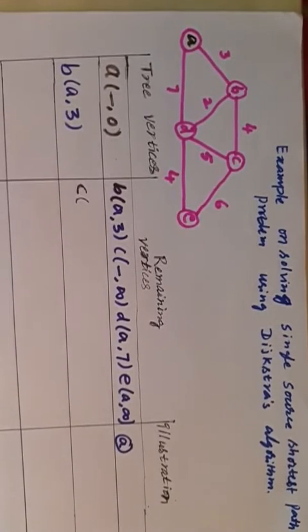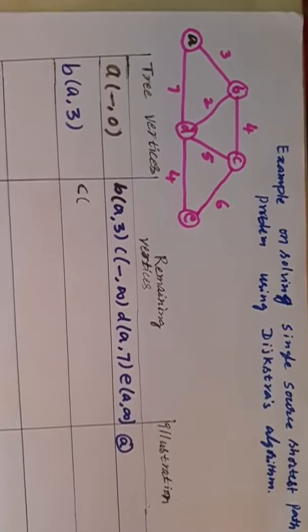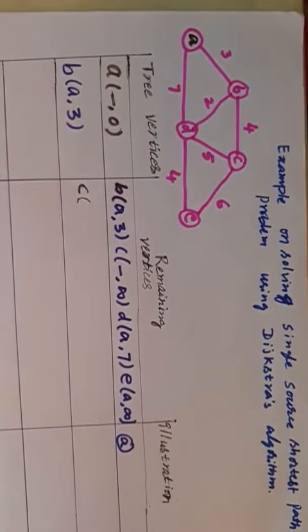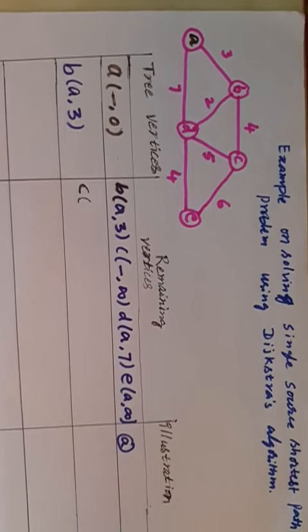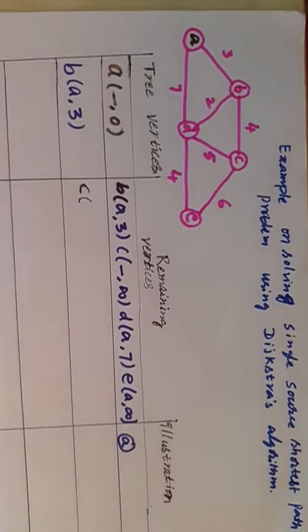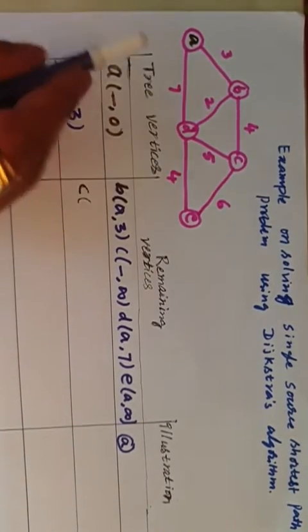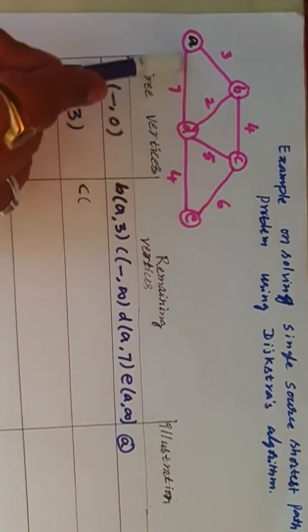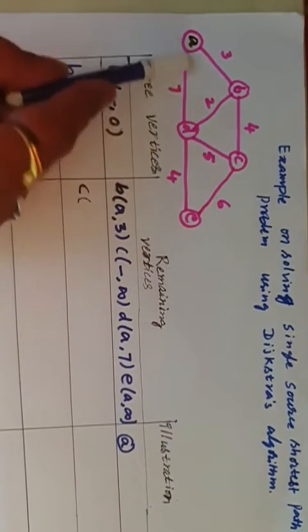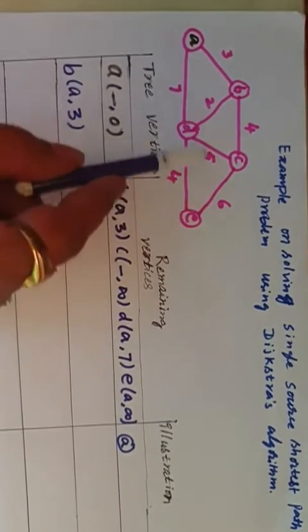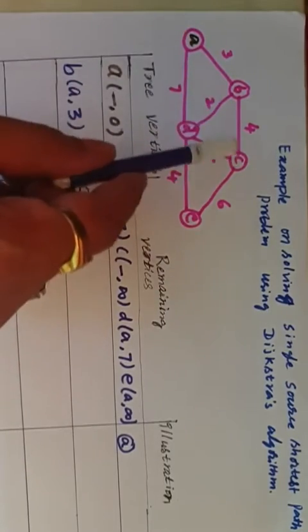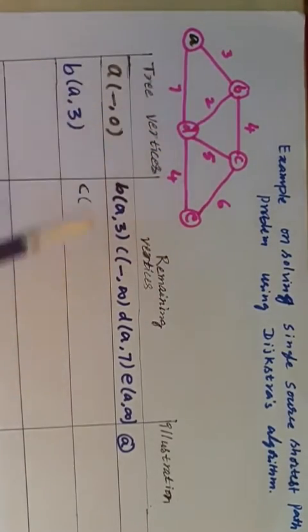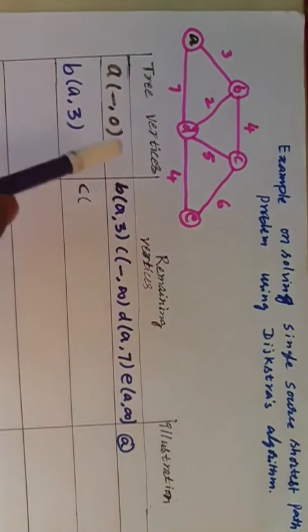Yes, okay. Good morning. Today I'm going to explain how to solve a single source shortest path problem using Dijkstra's algorithm. This is the given graph, the weighted graph. It's a weighted undirected graph. You can observe here I have five vertices and the edges are associated with weights. First let me explain how to solve this problem.